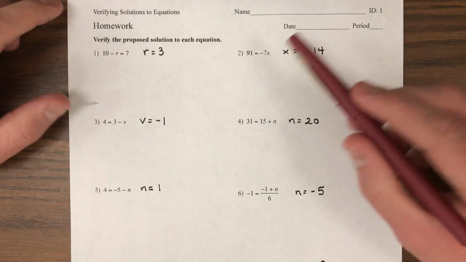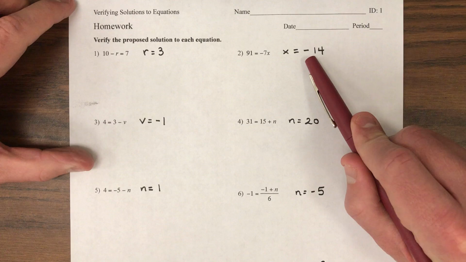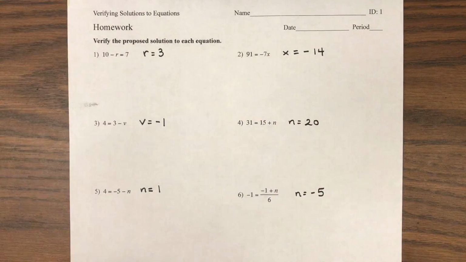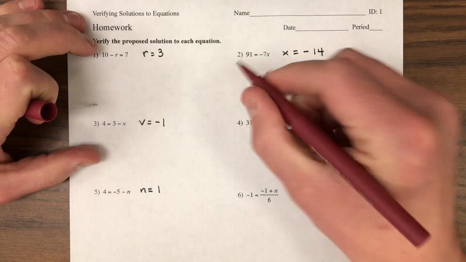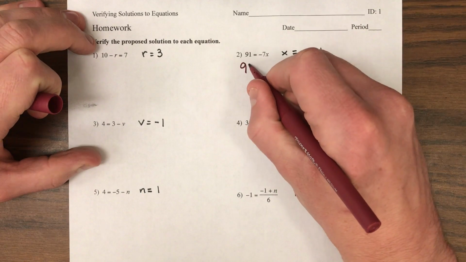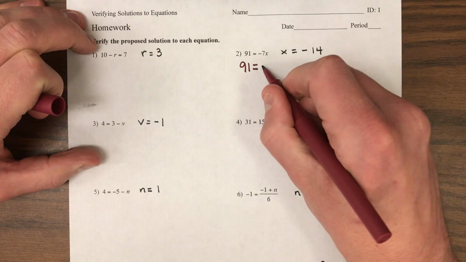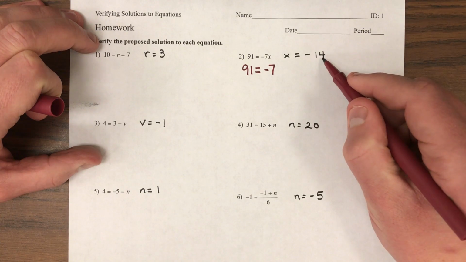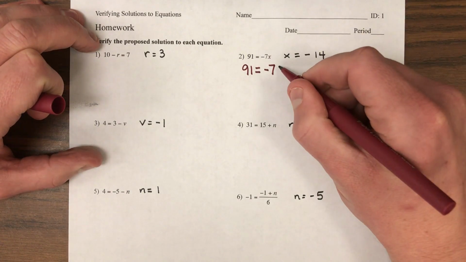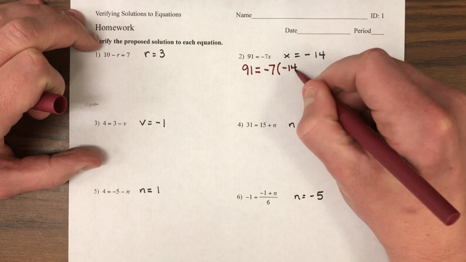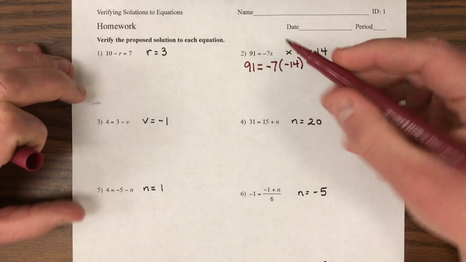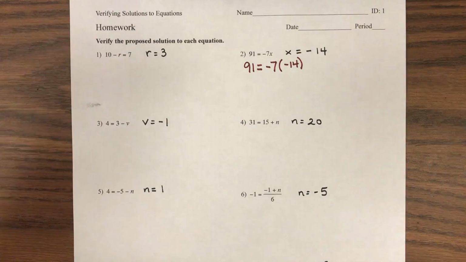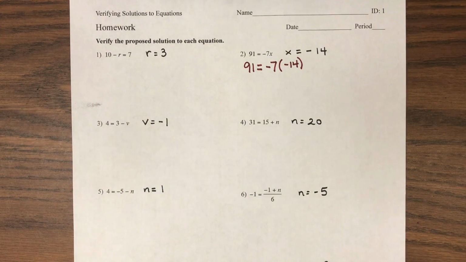So our job here is to check whether or not negative 14 is a solution to the equation 91 equals negative 7x. So what we do is we rewrite the equation. So 91 equals negative 7, but instead of writing x, I'm going to substitute this negative 14 in for x. So negative 7 times negative 14. Then I just evaluate both sides of the equal sign. So to evaluate means to do all the math, all the operations you see, and get to one single number.